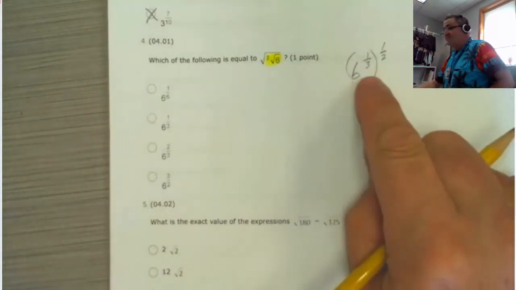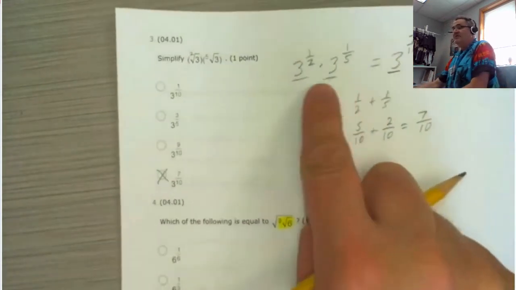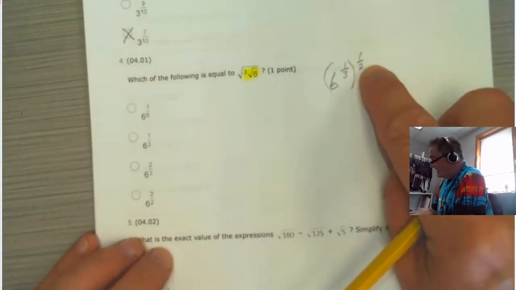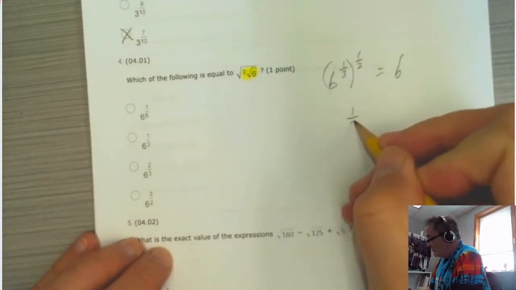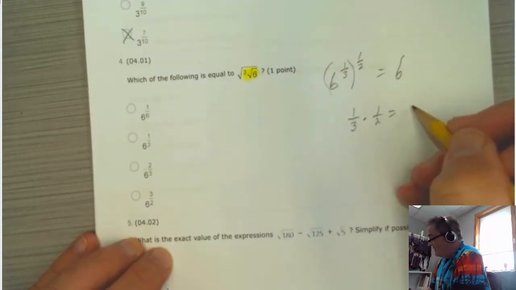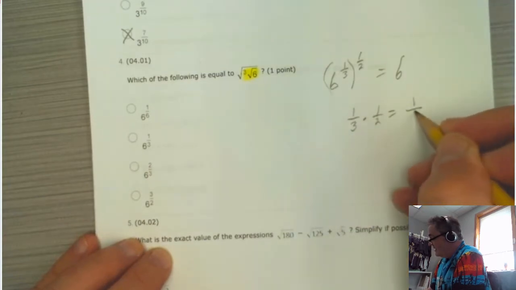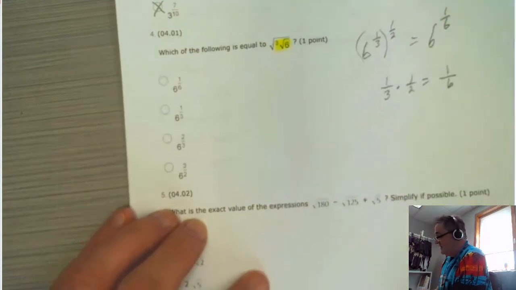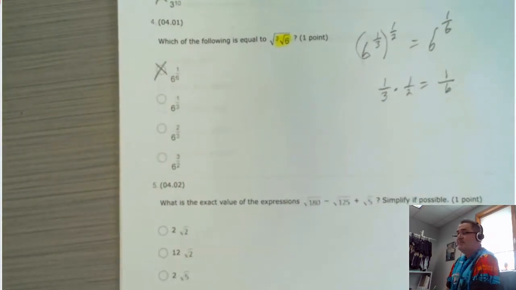Now this is an exponent being taken to an exponent. This is not multiplying two together. This is taking this one and raising it to an exponent. In that case, we keep the base and we multiply the exponents together, times 1/2. So when you multiply fractions, you just multiply straight across. 1 times 1 is 1. 3 times 2 is 6. So this is 6 to the 1/6 power, which is our first choice right there. 6 to the 1/6 power.